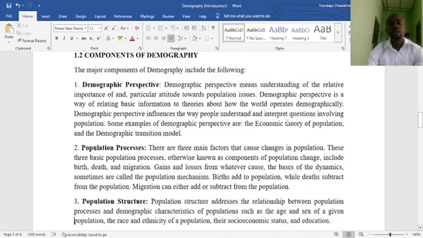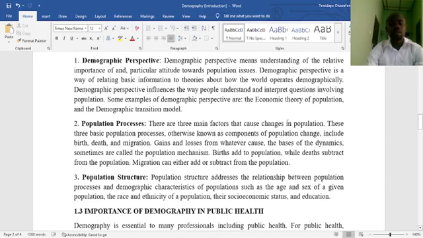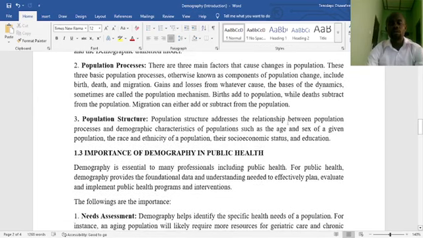We have the components of demography for this course. There are three of them. Look at demographic perspective: this is how we understand the relative importance and particularity towards population issues. Then we have population processes, that has to do with the main causes of change in the population, and like we said, there are three of them: birth, death, and migration. Then we have the structure of the population, that's the relationship between population processes and demographic characteristics of the population.